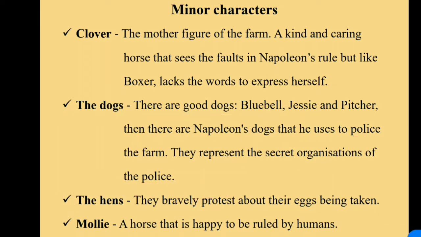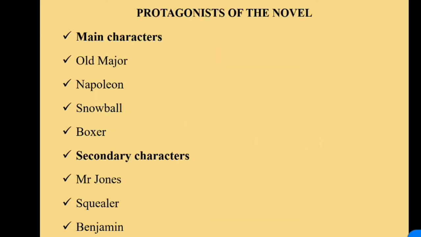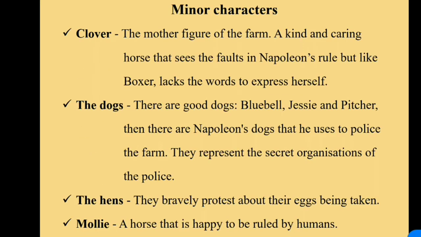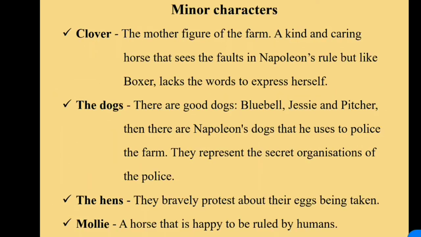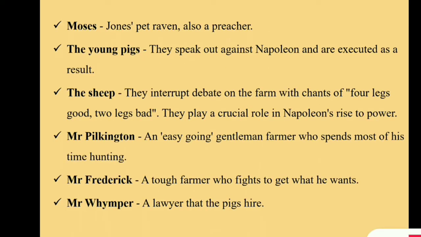Next is Molly, a horse that is happy to be ruled by humans. These different character sketches show that different people will have different viewpoints. Okay, therefore, there are lots of differences among them. Next, we have in the list Moses, John's pet raven. Moses, John's pet raven, also a preacher.